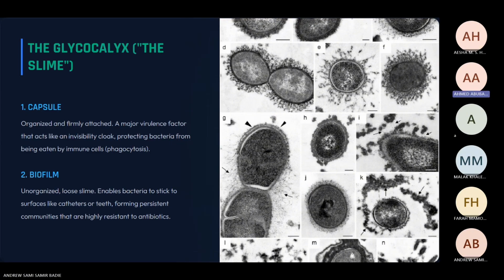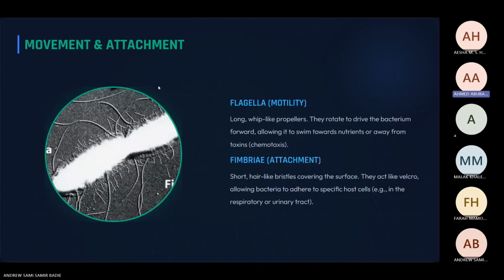Now we need to understand the outer appendages of the bacteria, which help it in mobility and attachment. So next slide, we're going to talk about the movement and attachment of the bacteria. For example, the flagella, as we spoke before, is a whip-like structure that helps it propel, rotate, and drive forward. So it can swim towards nutrients and even away from toxins. And we call that chemotaxis.